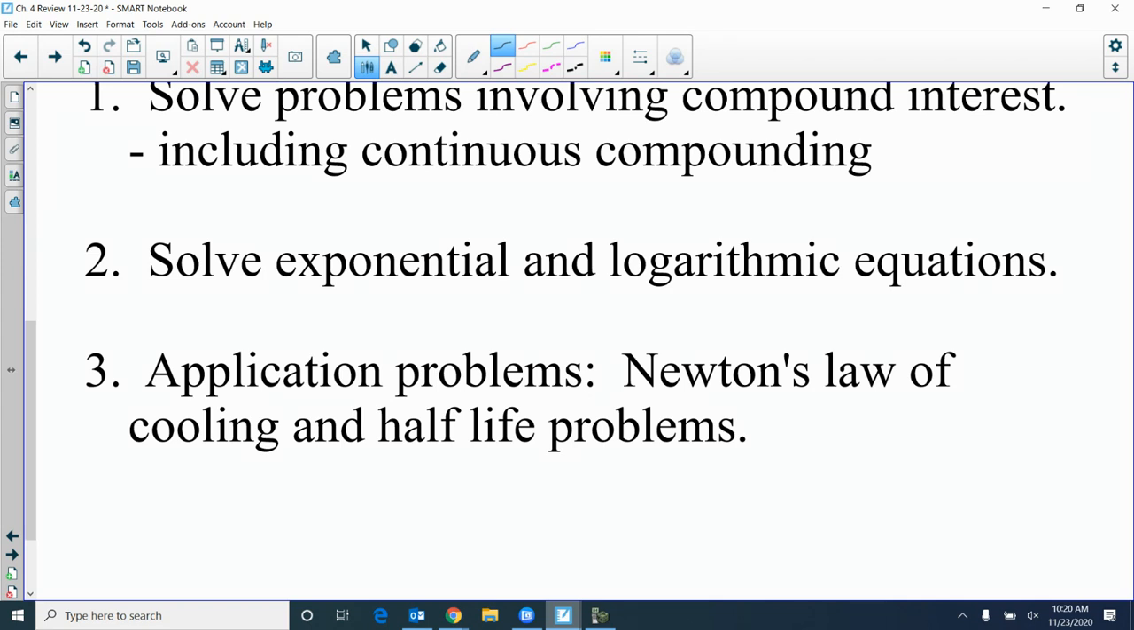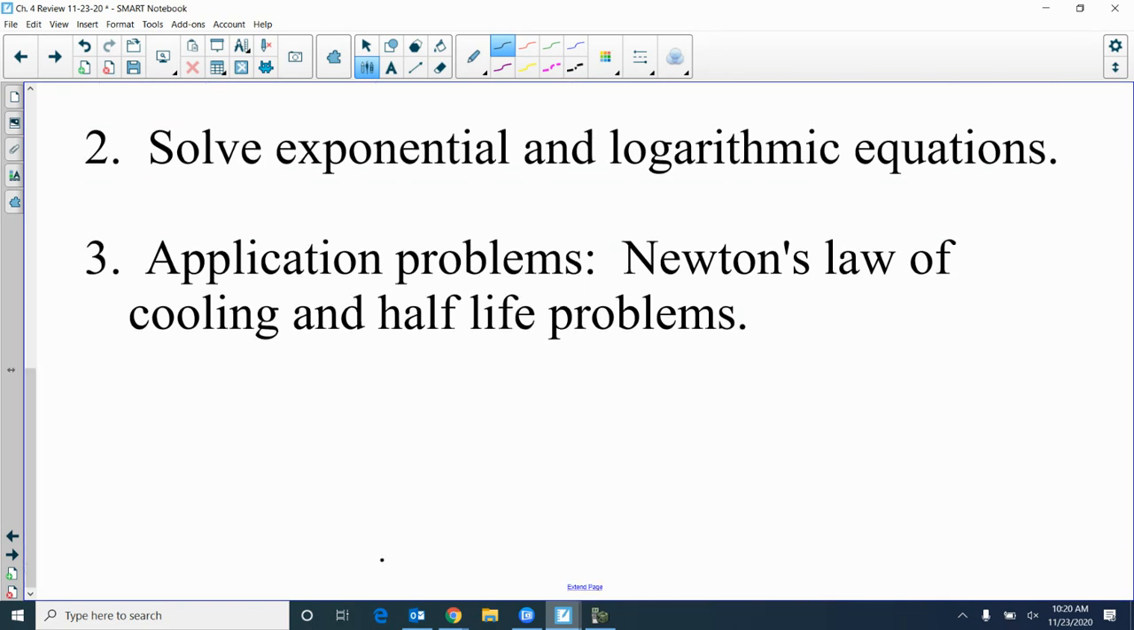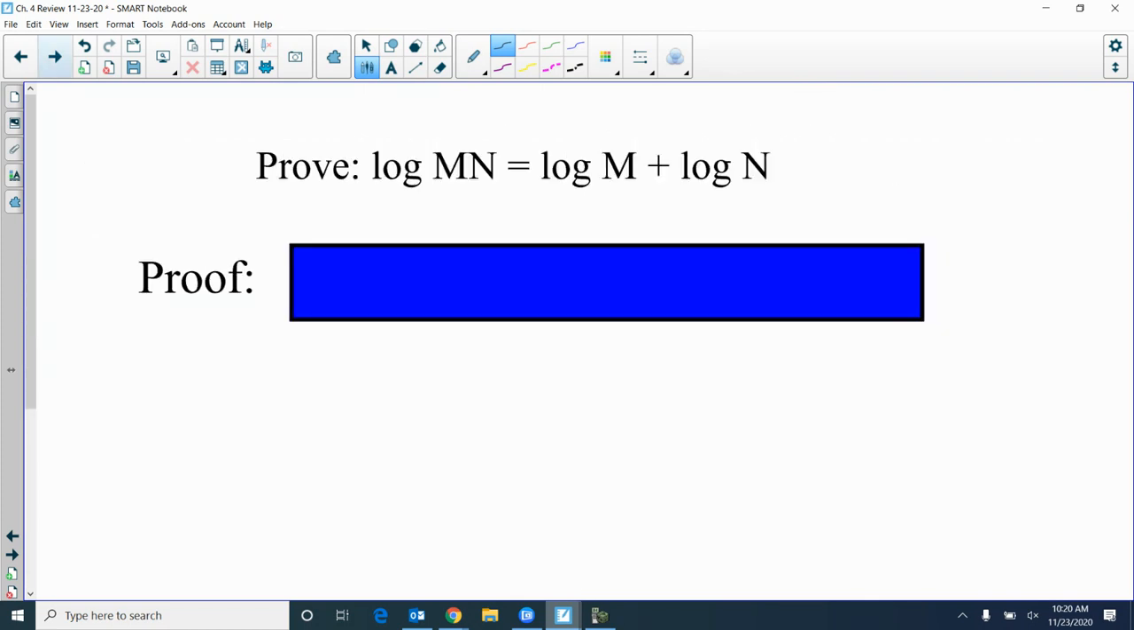Application problems, Newton's law of cooling, and half-life problems, which were kind of a little bit of what we did Friday and Thursday. All right, let's take a look at a couple here. These are no calculator parts. So prove. All right, if you know it, write it down. If you don't know it, wait a half a second and I'll do it with you. You have plenty of time to memorize this.